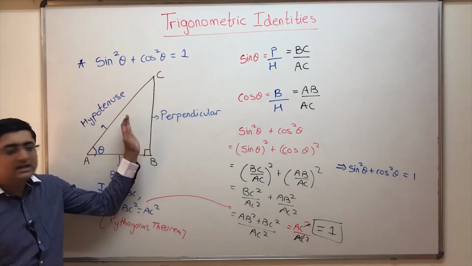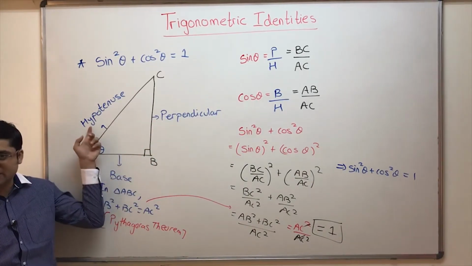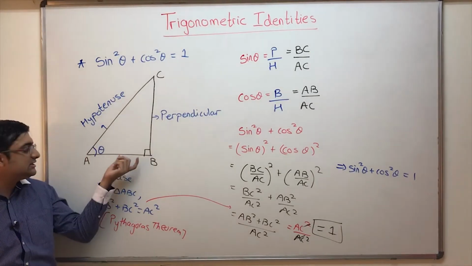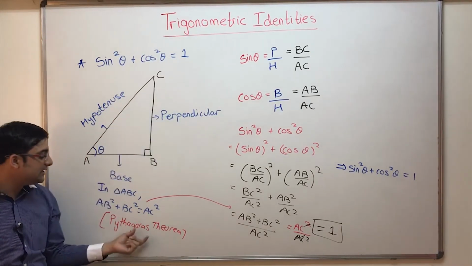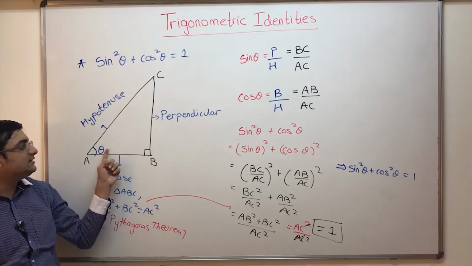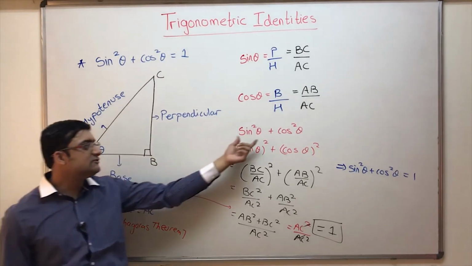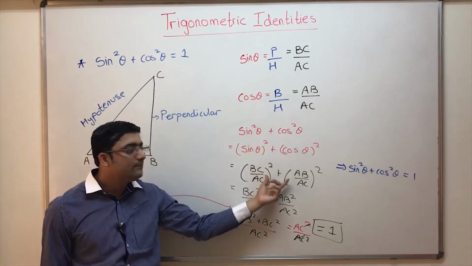I repeat, just take a right angle triangle, mark this angle as theta, label your perpendicular, base and hypotenuse. Now just apply Pythagoras in this. So AB square plus BC square is equal to AC square. Next, we want sine and cos. So what is sine theta? BC by AC. What is cos theta? AB by AC. Just write down sine square theta plus cos square theta, plug in the values.